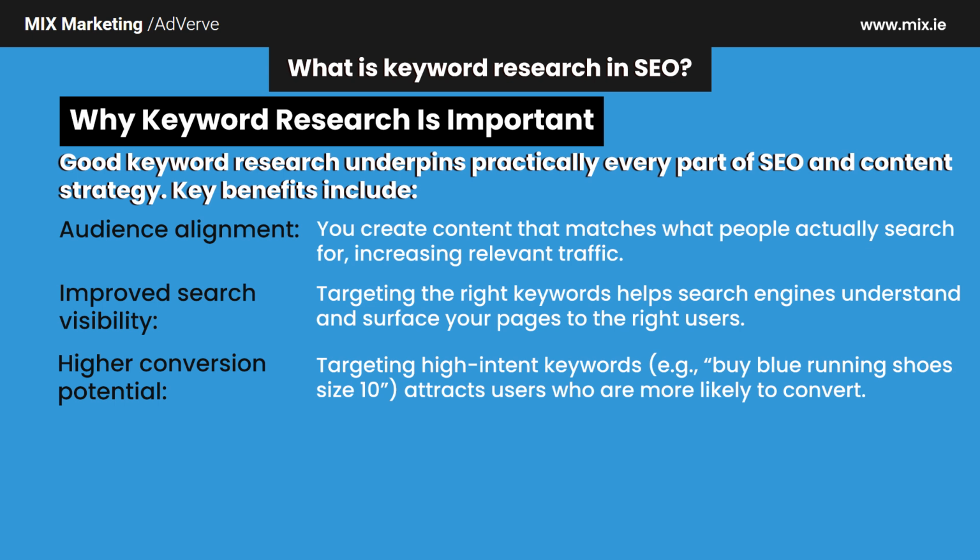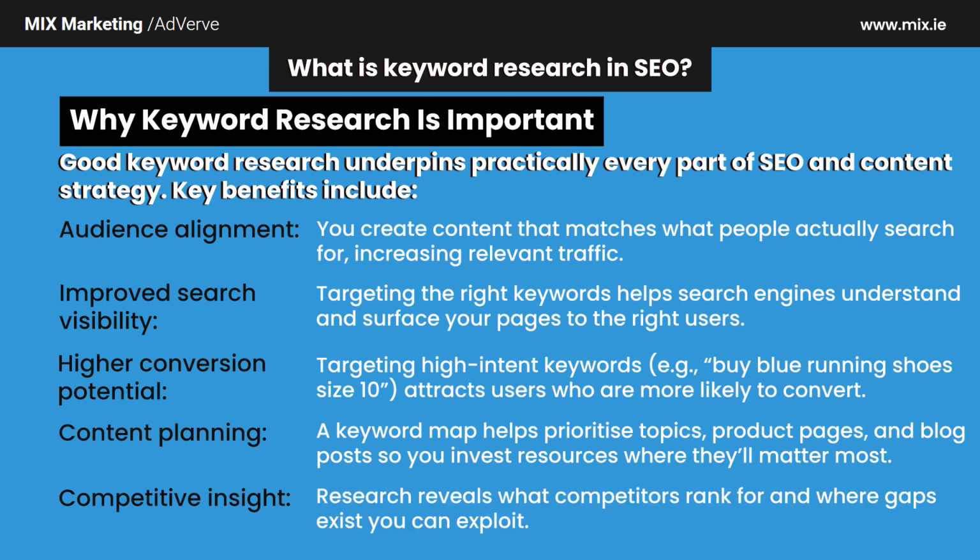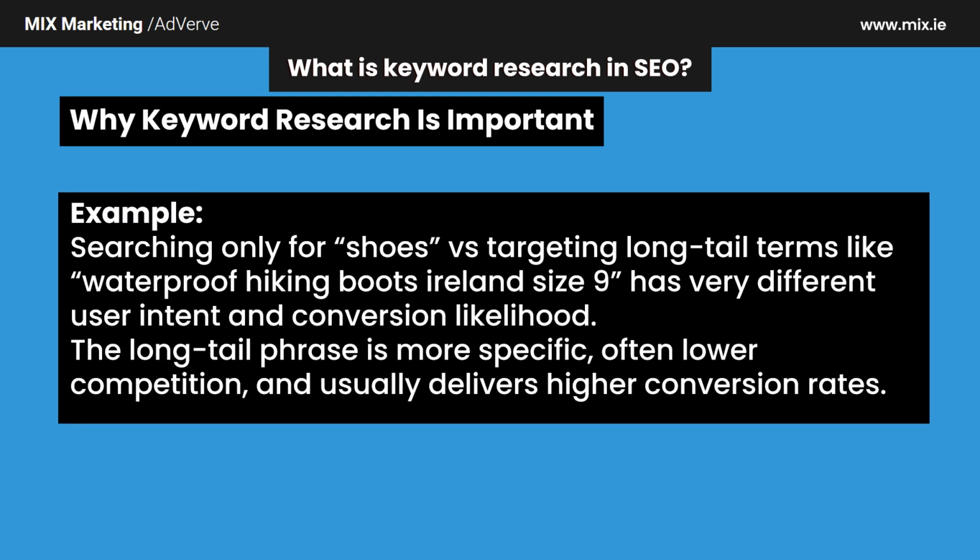convert. Content planning. A keyword map helps prioritize topics, product pages, and blog posts so you invest resources where they'll matter most. Competitive insight. Research reveals what competitors rank for and where gaps exist you can exploit. Example, searching only for shoes vs targeting long-tail terms like waterproof hiking boots Ireland size 9 has very different user intent and conversion likelihood. The long-tail phrase is more specific, often lower competition, and usually delivers higher conversion rates.